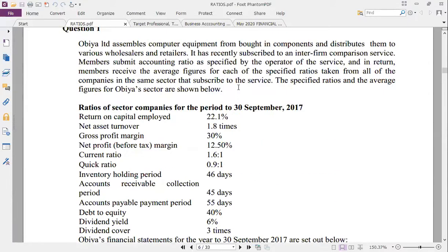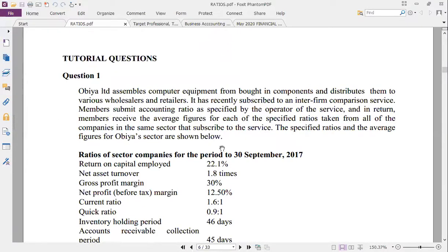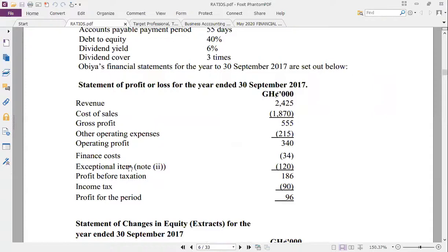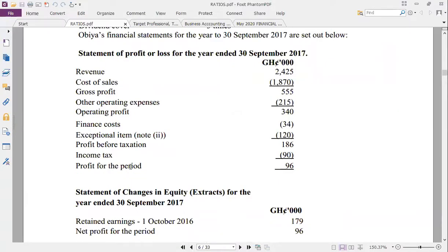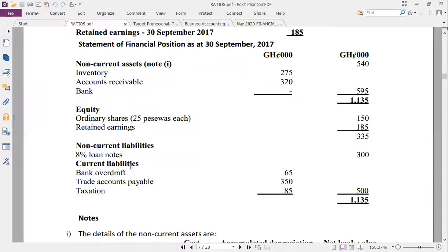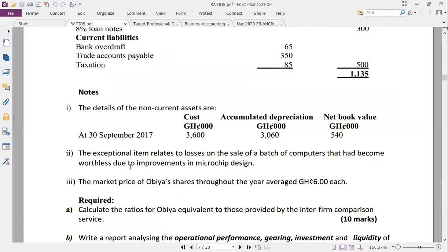Now, the ratios given to us are the sector average ratios of the sector companies for the period ended 30th September 2017. This one is for their industrial average, the industry that the company is operating in. So the financial position too is given for that year, September 2017, and then the notes, all of them are there. They said the exceptional item related to loss on sale of a batch of computers. They sold computers and they had a loss.